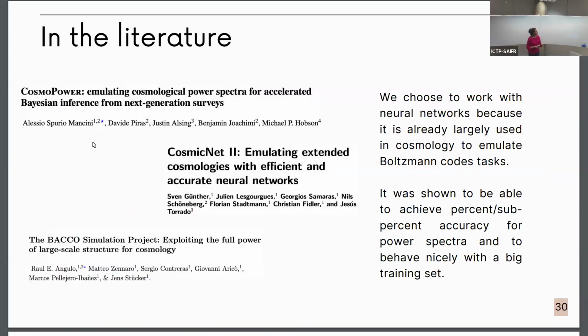So also we know that neural networks have already been used in the literature to emulate tasks of Boltzmann codes. And we have seen that it's able to achieve percent or sub-percent accuracy, which is very nice. And also it's good to deal with a large amount of data.